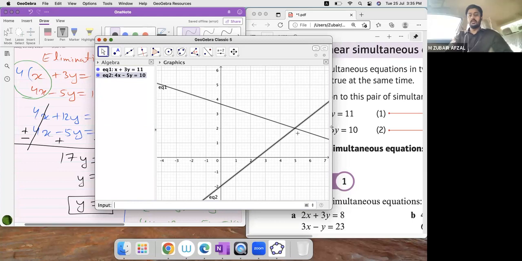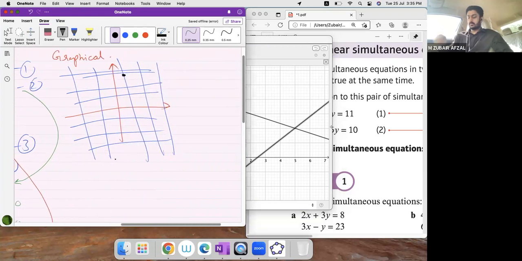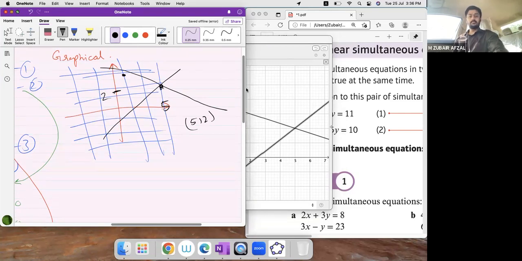Now look at this. These are the two equations. Is it visible? x is 5 and y is 2. If we draw these two equations, they will intersect at 5 and 2. So just for the record, our two equations will look like this, which will intersect at x equals 5 and y equals 2. So these are the three methods.